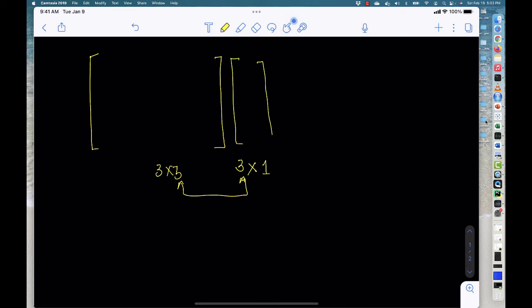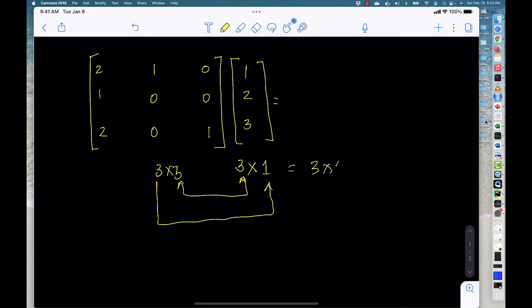So for example, in this particular case, you would have 2 1 0, 1 0 0, and 2 0 1. And let's just take some example values here. The resulting matrix would be, if you take the external dimensions and write them out here, that would become the resulting matrix dimension, which is 3 times 1, which means it has 3 rows and 1 column.